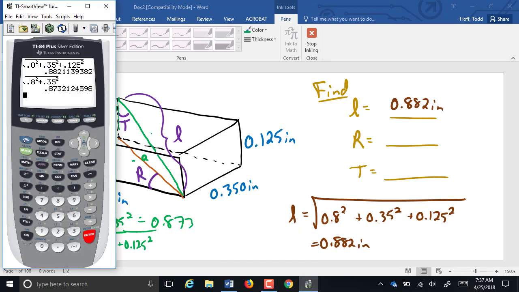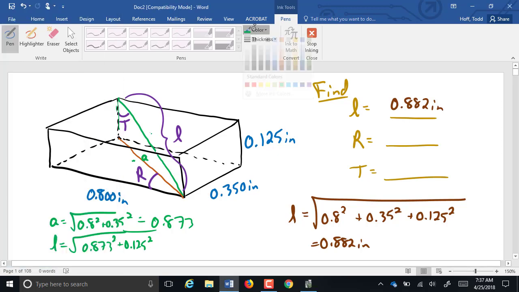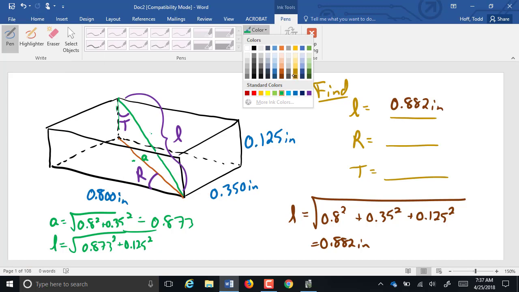Now what I'm going to do here is keep that in the calculator. I'm going to do the square root, second answer squared plus 0.125 squared, 0.882. Pull out the third dimension.